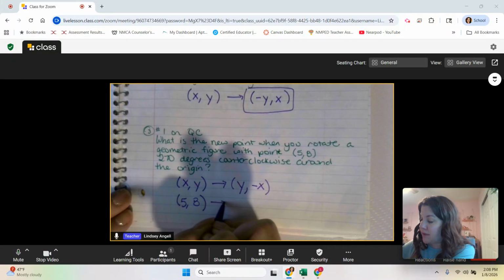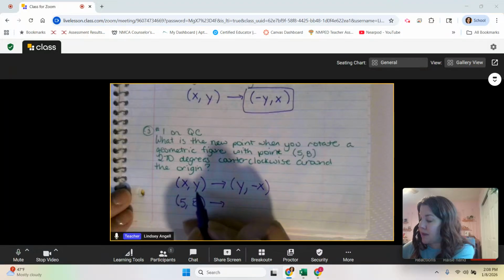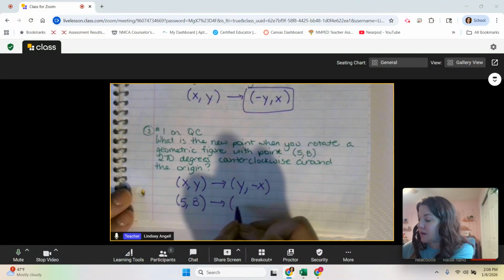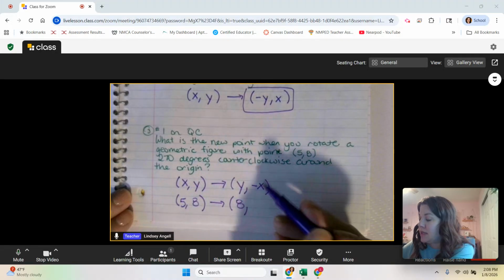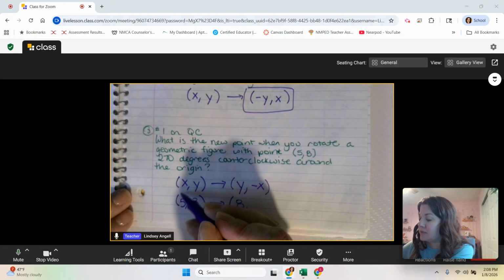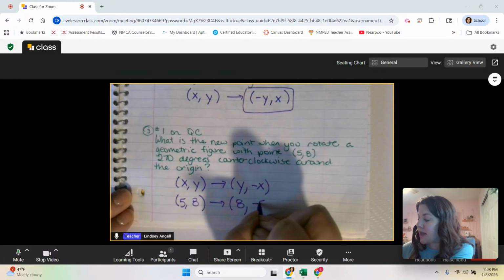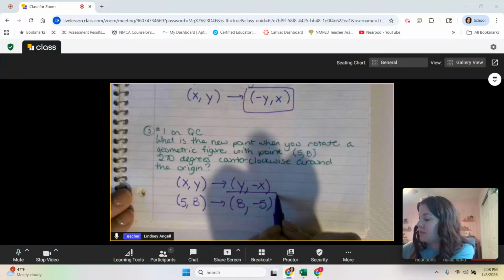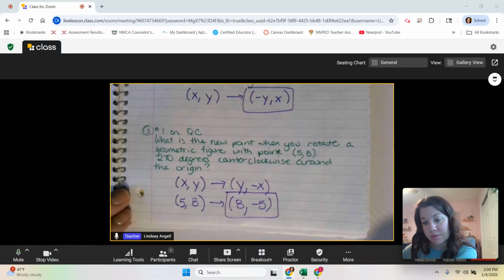So, that being said, my original y value, that's what I'm going to put first now. And then I need the opposite of x. Well, x was 5. The opposite of that is negative 5. Making that your final answer.